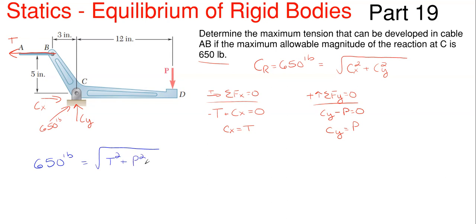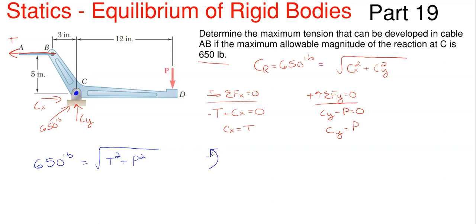Well, how does that really help us? Well, what we can do is relate our tension force to this unknown P force. And the way we're going to do that is that we're going to sum moments about point C. So when we sum moments about point C, C sub X and C sub Y and the 650 all drop out because they go right through point C. So then we will be left with a relationship that shows how T and P are related.